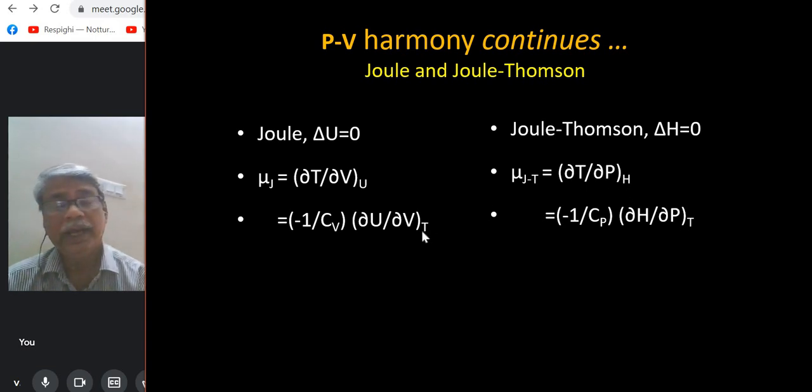And not only that, after derivation, the final expression that you get for Joule's coefficient is minus 1 by Cv times del U del V at T. So you expect minus 1 by Cp times del H del P at T. Okay. So far they are very parallel. If you can remember the first set, you can easily handle the second one, right?